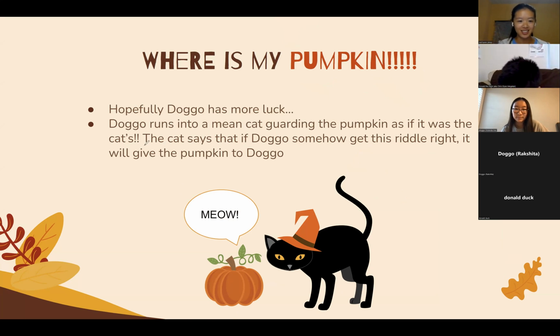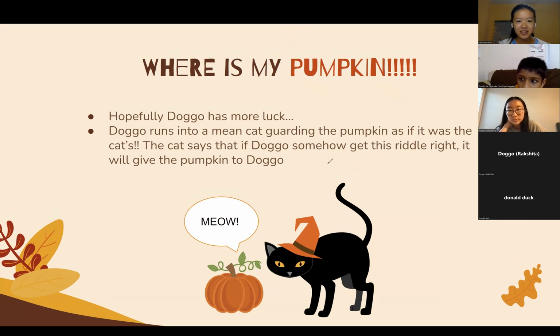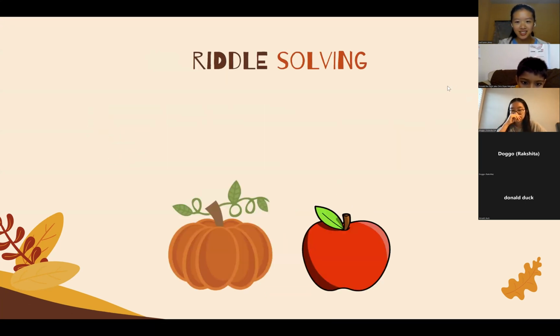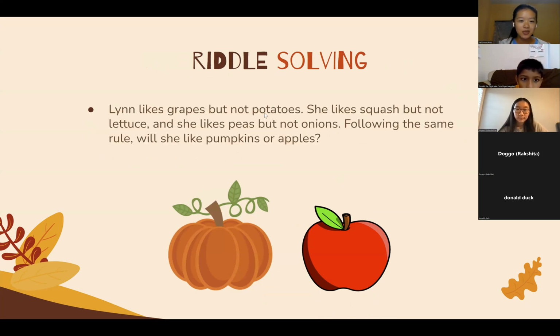But anyway, the cat is like, this is mine. So the cat says that if Doggo solves this riddle right, it will give the pumpkin to Doggo, right? So that means we gotta solve this riddle to get the pumpkin back. So this is the riddle that the cat says. Lynn likes grapes but not potatoes. She likes squash but not lettuce, and she likes peas but not onions. So following the same rule, will she like pumpkins or apples, and why?